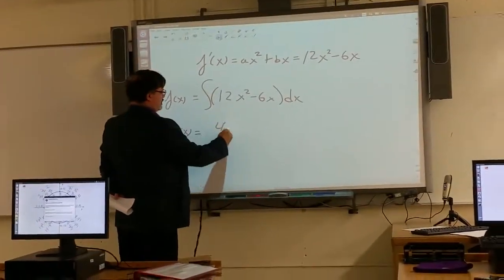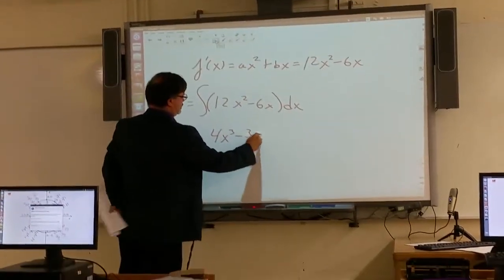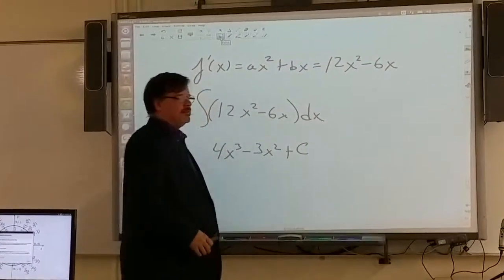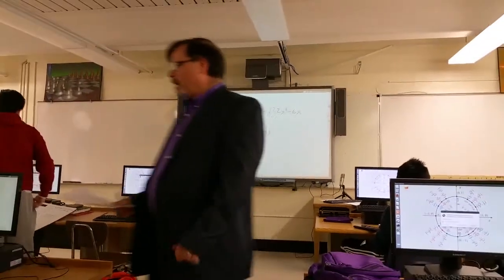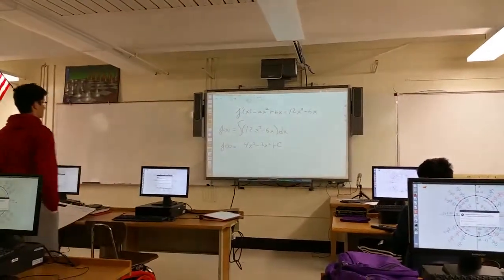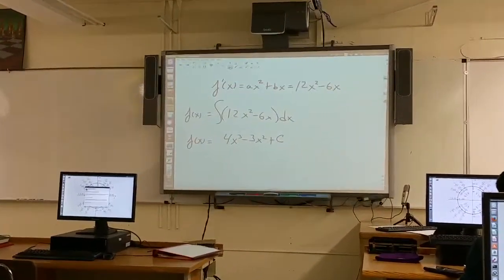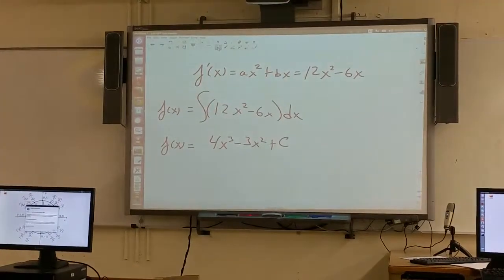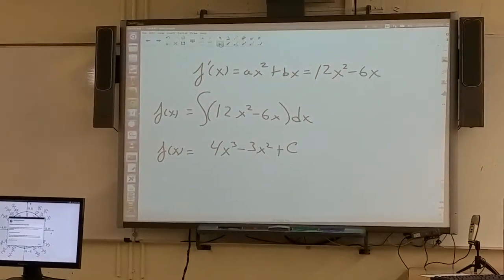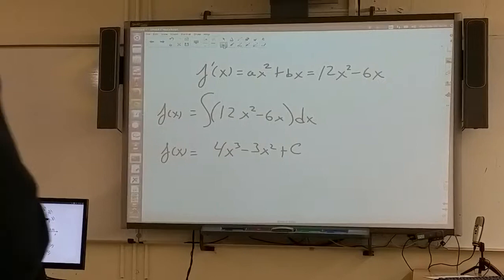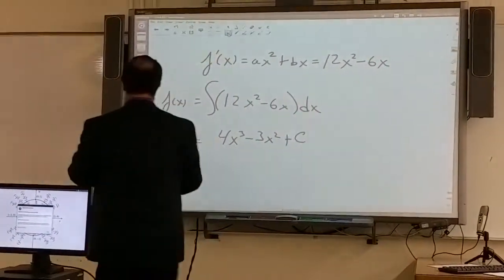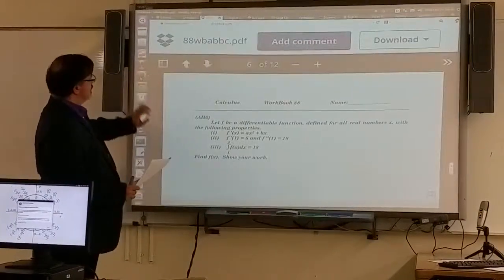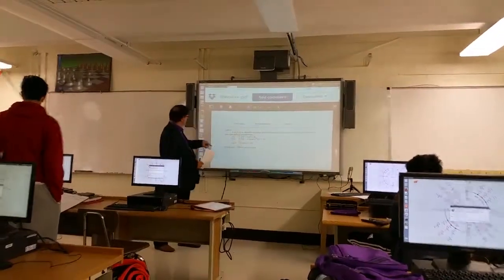4x cubed minus 3x squared. That's not what you want. You want that for the function. I just did it. Okay. Did everyone get that far? I think you did. I saw it. All right. So how do you resolve the C? How do you figure out what C is? Use the definite integral they gave you. The area from 1 to 2 is 18. Notice the area under f. This is our f.